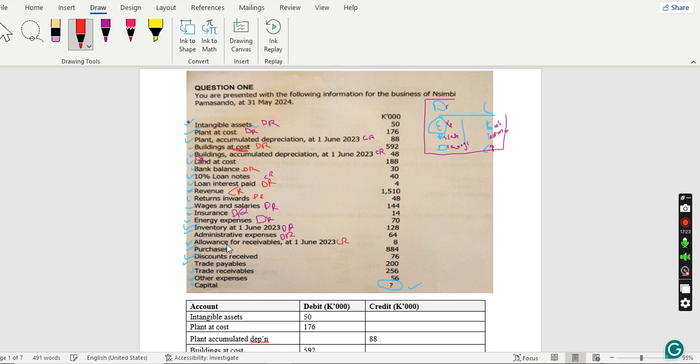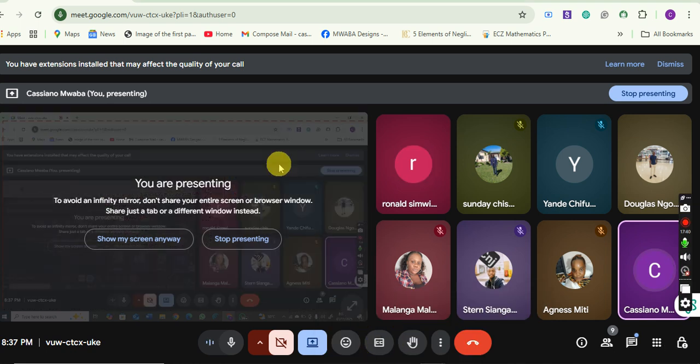So what is an allowance for receivables? It's an estimate that you might not receive from the people who are owing you money. You estimate the amount you might not get from the people owing you money.